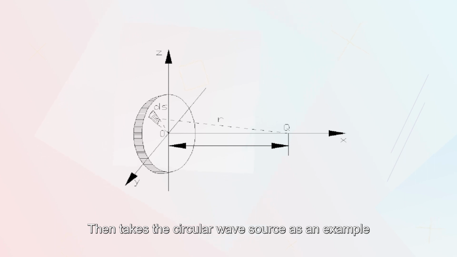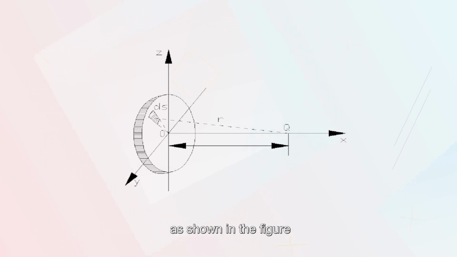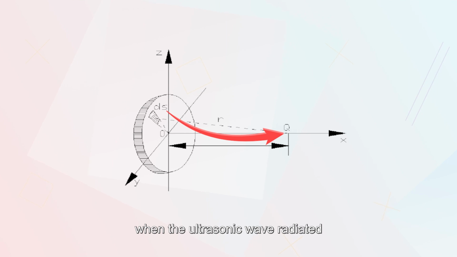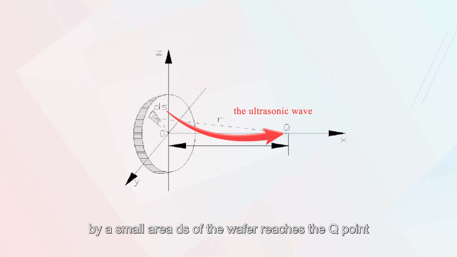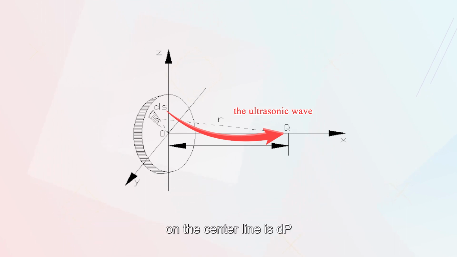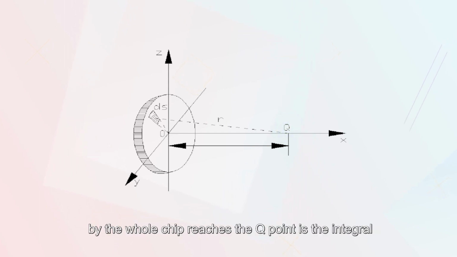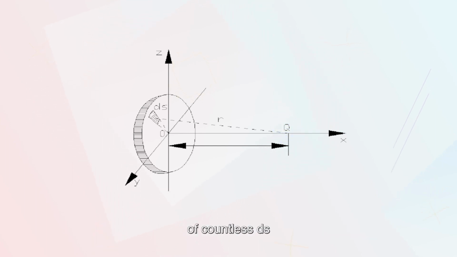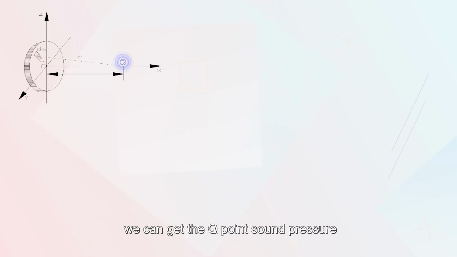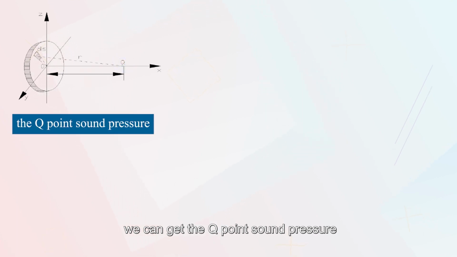Then take the circular wave source as an example, as shown in the figure. Assume that the sound pressure when the ultrasonic wave radiated by the small area ds of the wafer reaches the Q point on the center line is dP. The sound pressure which the ultrasonic wave radiated by the whole chip reaches the Q point is the integral of countless ds. After integration, we can get the Q point sound pressure.